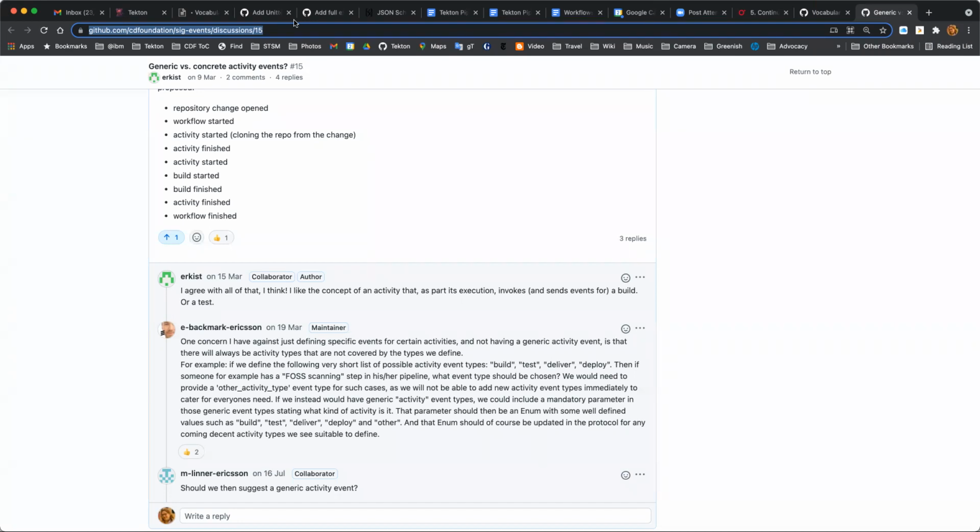nice to have a generic event, because you can have two scenarios. For example, FOSS scanning, where you have some other step that is not a common one. If you only have those fixed events, build, test, deliver, and deploy, then you would say, okay, this is a security step or some other thing, and you map it into build, and that is not 100% correct. By having a generic event, you can map those activities to a generic event instead. And in my head, that feels more true than mapping it to a build event when it isn't really a build event.